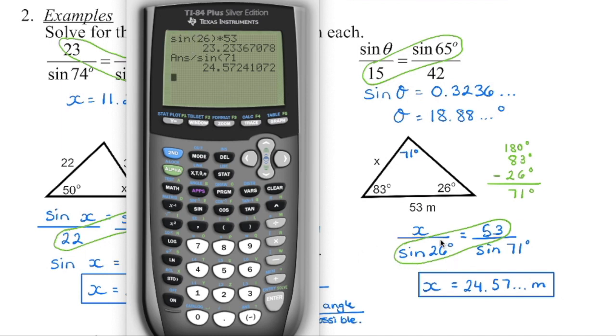You have to close that bracket before you multiply by 53, and then we're going to divide by the sine of 71. If you take a look at this, because we're working in meters, we know that side x will also be measured in meters, so it's really important that you also put the correct units on there.